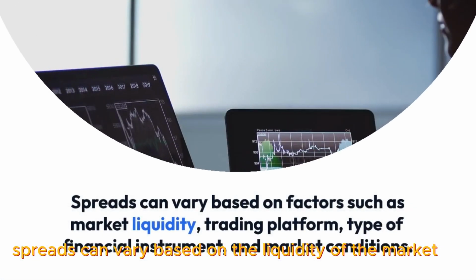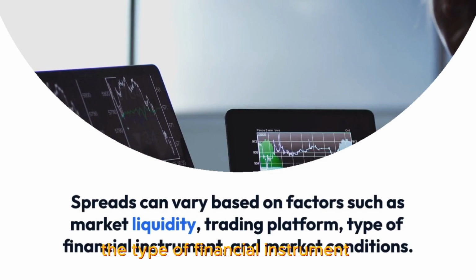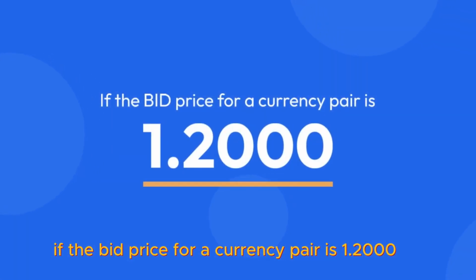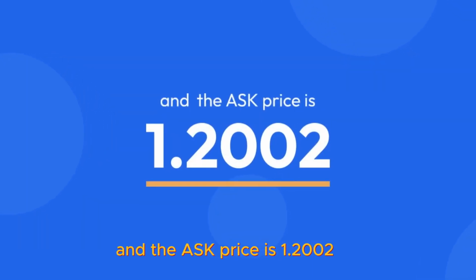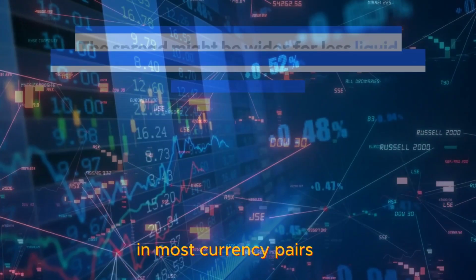Spreads can vary based on the liquidity of the market, the trading platform, the type of financial instrument, and market conditions. For example, if the bid price for a currency pair is 1.2000 and the ask price is 1.2002, the spread is 2 pips, the fourth decimal place in most currency pairs.